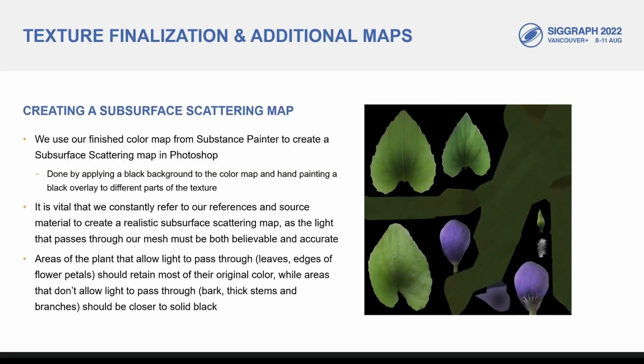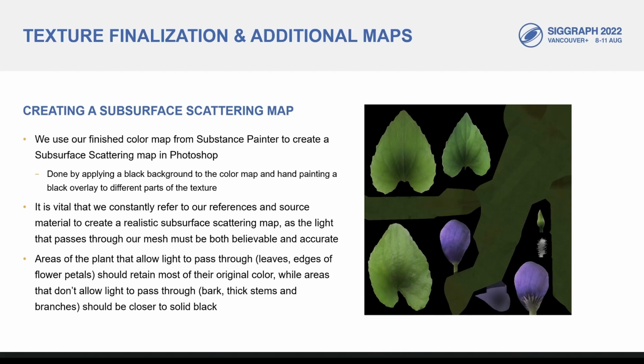So before we actually start pulling our maps and our meshes into Unreal, there are a few more that we need to create. Most importantly, our subsurface scattering map. We'll use the final color map that we created in Substance Painter to then create this subsurface scattering map back in Photoshop. We do this by putting our texture over a black background, and then we hand paint a black overlay to different parts of the texture.